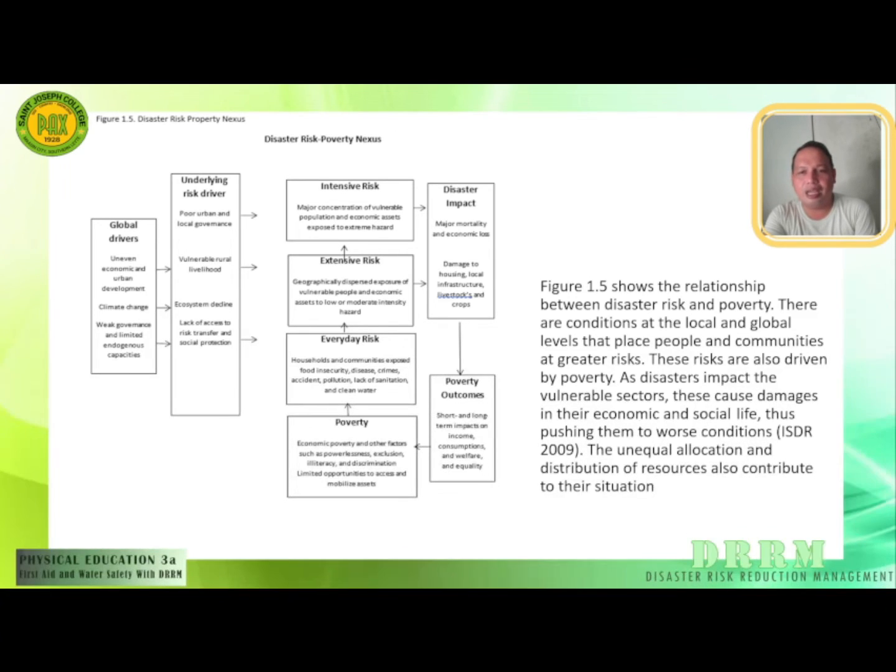The unequal location and distribution of resources also contribute to their situation. For example, if you live in the outskirts of the community, or Laylayan, you will probably receive lesser benefit compared to those near the metro.